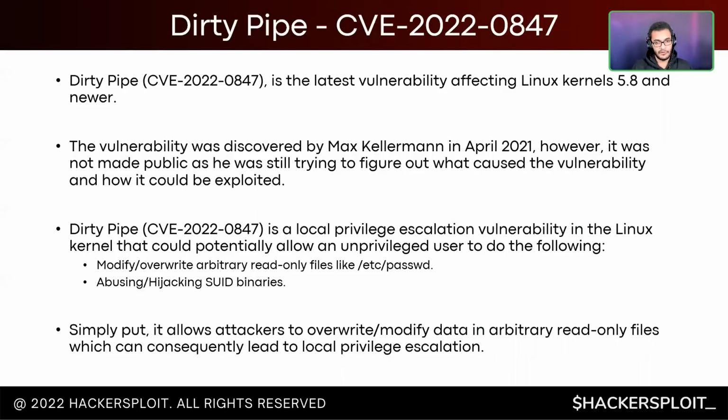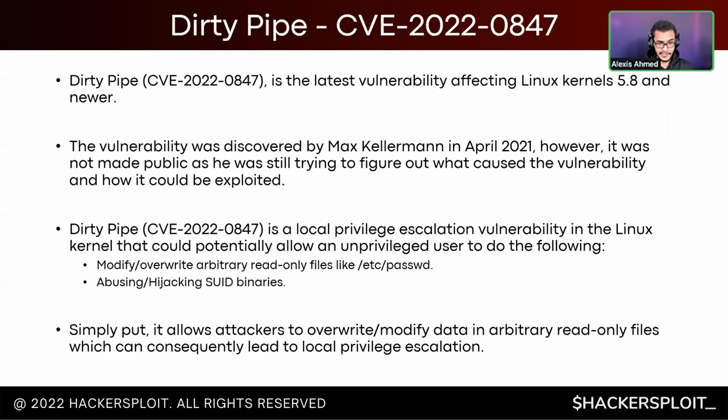The Dirty Pipe vulnerability is the latest vulnerability that affects Linux kernels version 5.8 and newer. So any kernel from version 5.8 and newer is affected. There are a few exceptions with regards to the versions that are not vulnerable, and I'll be sharing that in a couple of seconds. The vulnerability was discovered by Max Kellermann in April 2021. However, it was not made public as he was still trying to figure out what caused the vulnerability and how it could be exploited.